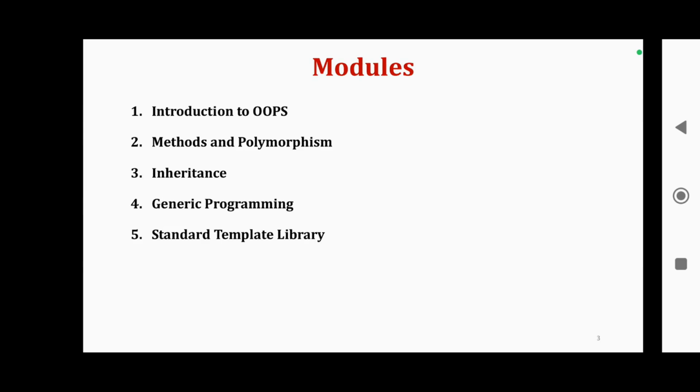So we have five modules in this course. Module one is the basics of OOPs, or introduction to OOPs. Module two, methods, classes and polymorphism. The third module is inheritance. The fourth one is generic programming. And the last one is STL, the standard template library. In this course, we'll use C++ as our programming language and gradually explore the powerful features of C++.